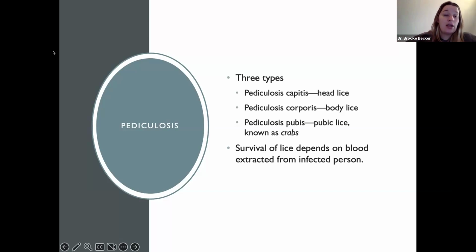Pediculosis pubis is pubic lice, okay? It used to be referred to as crabs, okay? All the same lice, okay? All the same bug, just different locations, okay? Lice have to have something to feed off of and to be able to get blood from their host. So if they wind up off the host and they're not able to get blood, then that's when lice die. Okay.